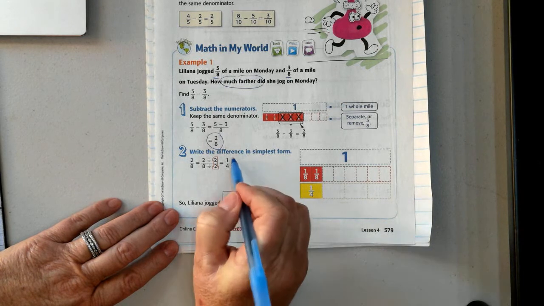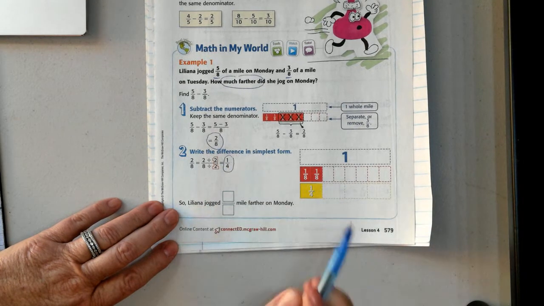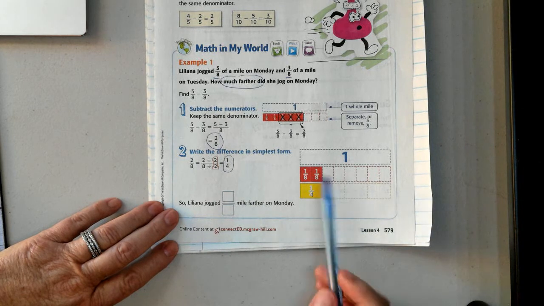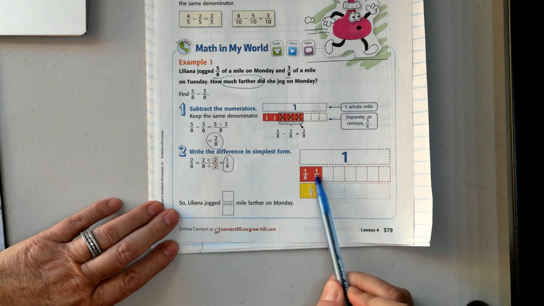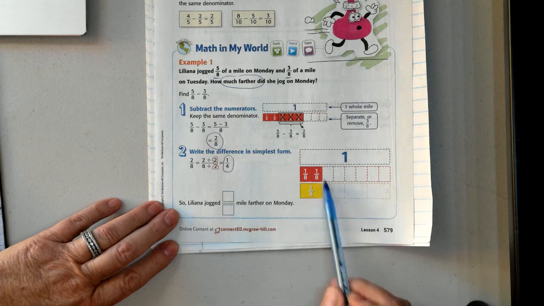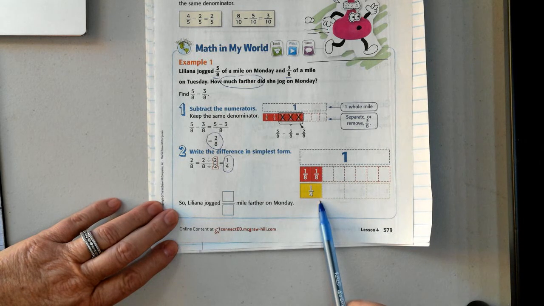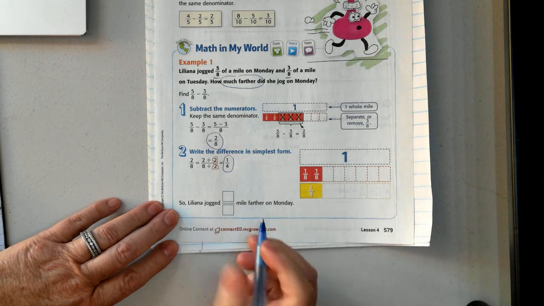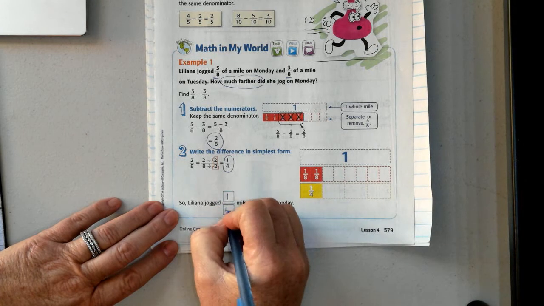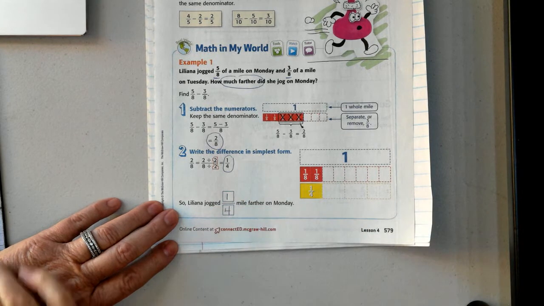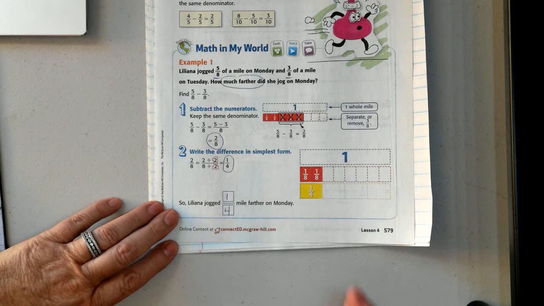Okay, so 1/4. Right here you can see that we have the 2/8 and the 1/4. We're checking our work with models, and those are the same size. So Liliana jogged 1/4 mile farther on Monday.